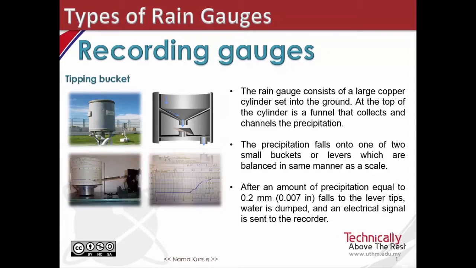The tipping bucket rain gauge consists of a large copper cylinder set into the ground. At the top of the cylinder is a funnel that collects and channels the precipitation. The precipitation falls onto one of 2 small buckets or levers which are balanced in the same manner as a scale. After an amount of precipitation equal to 0.2 mm falls, the lever tips and an electrical signal is sent to the recorder.